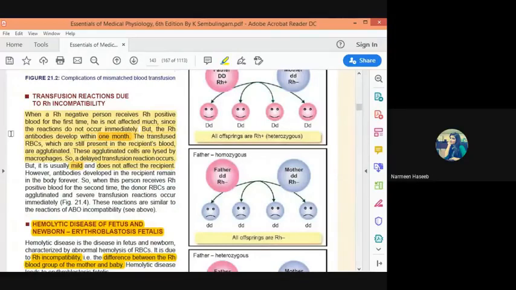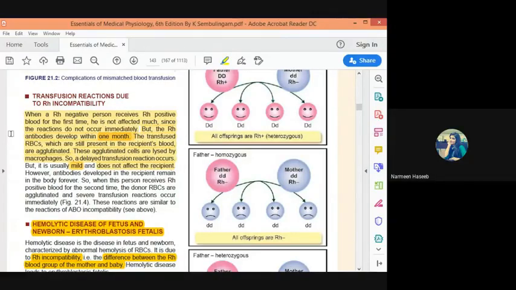That's why the reaction does not occur acutely or spontaneously. The transfused RBCs, which are still present in the recipient's blood, are agglutinated. These agglutinated cells are then lysed by the macrophages of the individual's defense system. So there is a delayed transfusion reaction, and the symptoms are very mild, just like the mild symptoms of transfusion we studied previously, and it does not affect the recipient at all. However, antibodies develop and remain in the recipient's body forever.